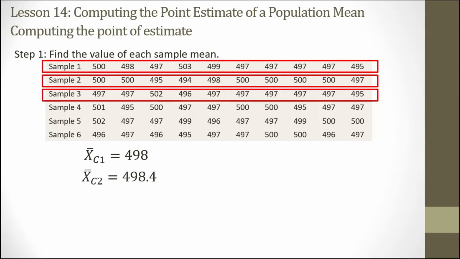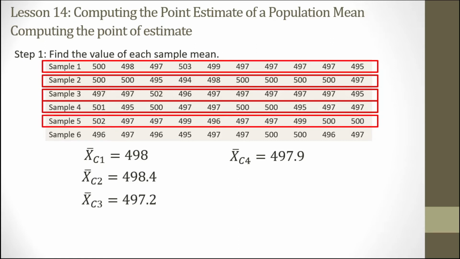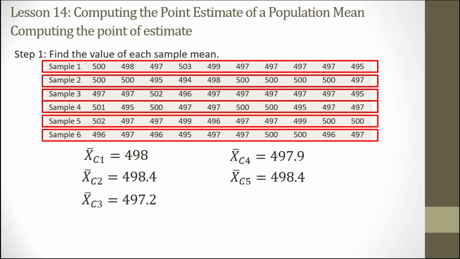For the third sample, the sample mean is 497.2. Next. Very good. 497.9. Next. Very good. 498.4. And the last one. Very good. 497.1. So, meron na tayong mga sample means.